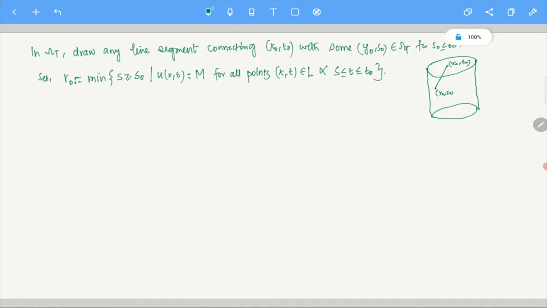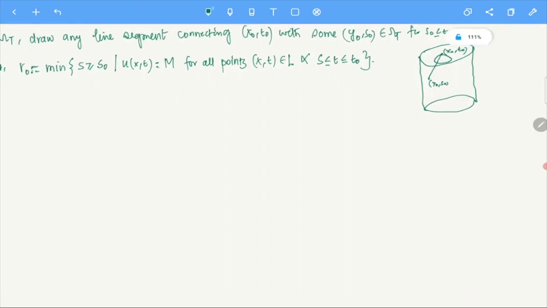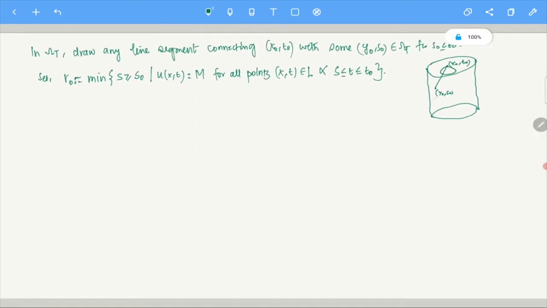See, u of x,t equals m. I know that there is at least a small heat ball where u of x,t is equal to m. And I am taking a line segment here like that, and I am saying that this is your L, the line segment joining those two points. Now you look at the time variable s, which is greater than or equal to s naught, of course. So this is s equals s naught. You look at s which is greater than s naught, where u is the maximum.